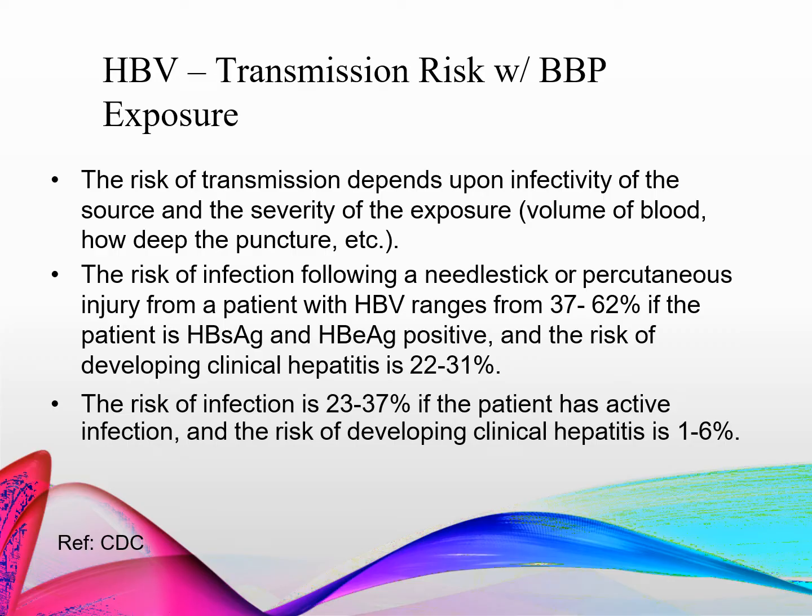Hep B transmission risk upon exposure to bloodborne pathogens depends on the infectivity of the source and the severity of the exposure: how much blood was present, how deep a puncture was, etc. As you can see, this is the percentage of risk with a needle stick and percutaneous injury if the patient is positive. The risk of infection is 23 to 37% if the source patient has active infection, and the risk of developing clinical hepatitis is 1 to 6%.